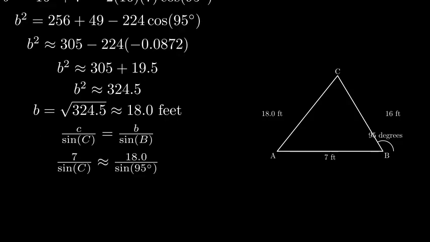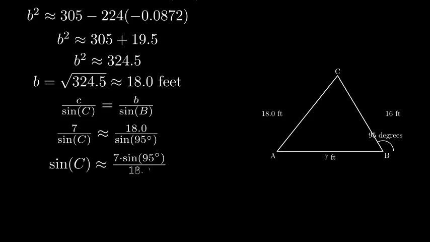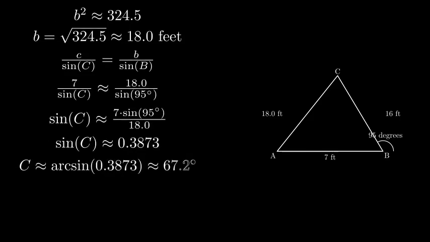opposite angle is constant. So C over sine C equals B over sine B. Plugging in our values, we have 7 over sine C is approximately 18.0 over the sine of 95 degrees. Rearranging to solve for sine C, we multiply 7 by the sine of 95 degrees and divide by 18.0. This gives us approximately 0.3873. Taking the inverse sine or arcsine, we find that angle C is approximately 67.2 degrees.